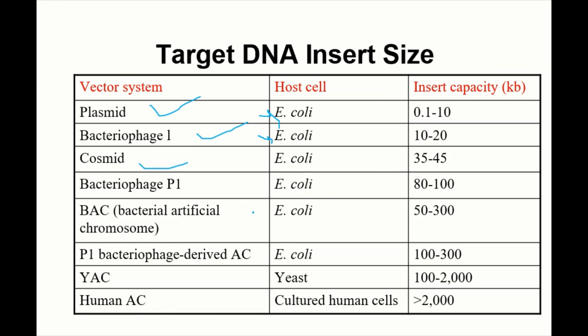Bacterial artificial chromosome, our host is E. coli, can hold 50 to 300 kilobases. P1 bacteriophage derived artificial chromosome, the host is E. coli, 100 to 300 kilobases. Yeast artificial chromosome, the host is yeast, 100 to 2000. You can see now that we have a very large fragment of DNA. And then finally we have the human artificial chromosome, whose host is cultured human cells, and it can host over 2000 kilobase pairs of DNA insert.